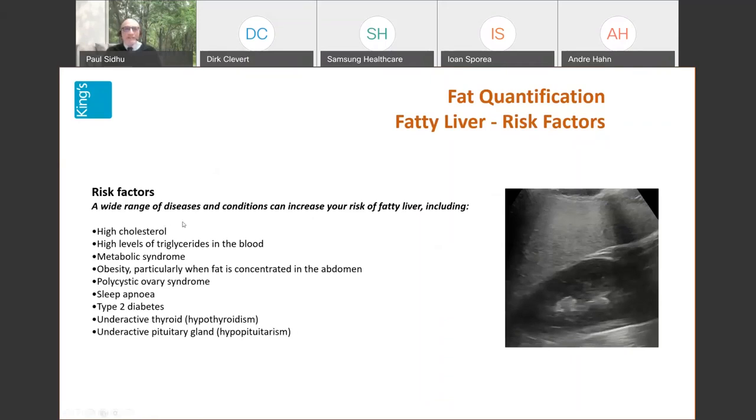There are wide ranges of diseases and conditions that increase your risk for fatty liver. High cholesterol, high triglycerides, obesity, particularly when fat is concentrated around the abdomen, polycystic syndrome, sleep apnea, diabetes, hypothyroidism, and hypopituitarism. And it's this metabolic syndrome that is the bugbear of modern living, where you have hypertension, diabetes, fat abdomen, cholesterol. This is the metabolic syndrome. It's almost inevitable when you have a patient with all these clinical features, you know you're going to find a fatty liver before you even start doing the ultrasound examination.